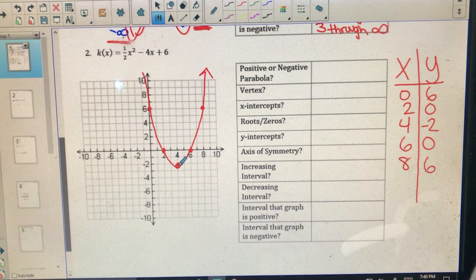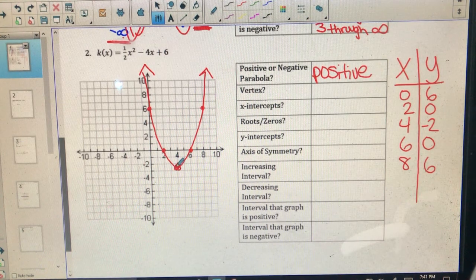And I need an arrow. So this one continues up forever, which makes it a positive parabola. It's a happy face. So over here on my table, I'm going to start by saying it is positive. Remember, if I'm going too quick for you on this video, please just pause it, finish your graph, and then continue on. Okay. If we recall from number 1, the vertex is the turning point.